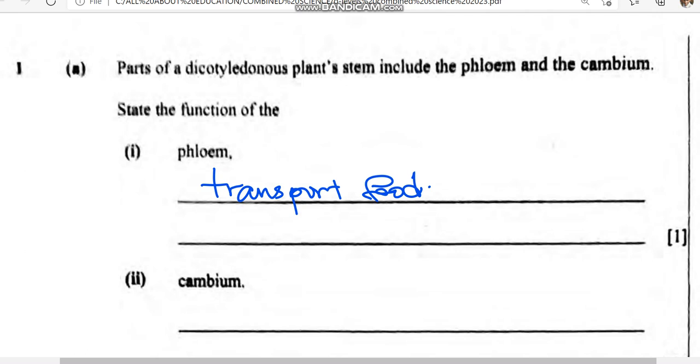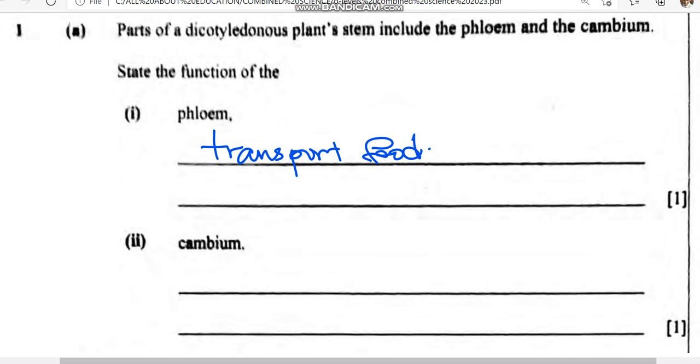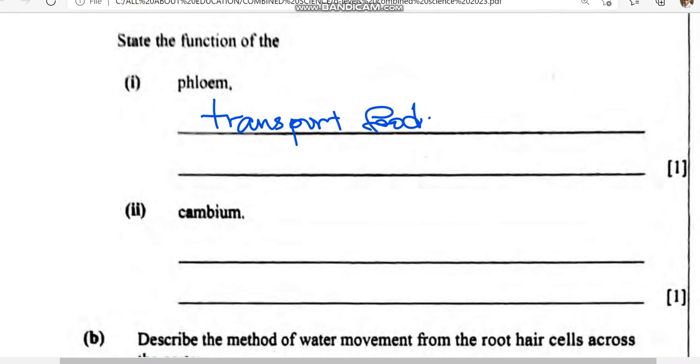And item 2, they are asking you to give the function of cambium. What is the function of cambium? The function of cambium is to provide cells for growth.